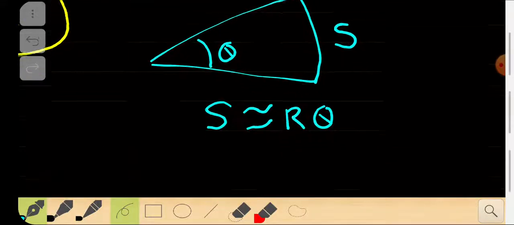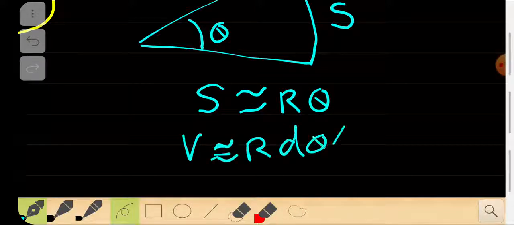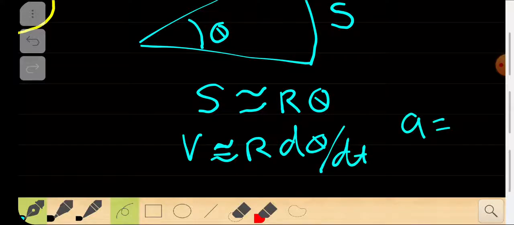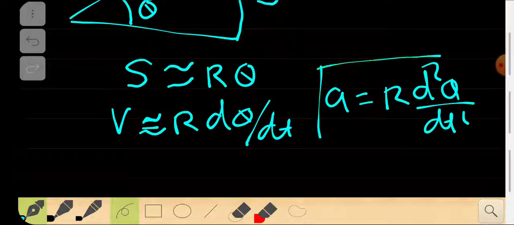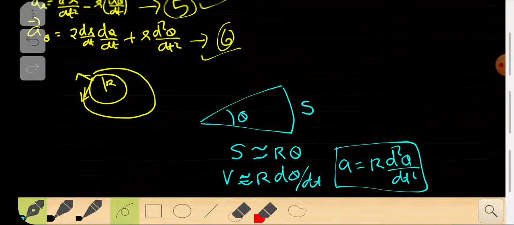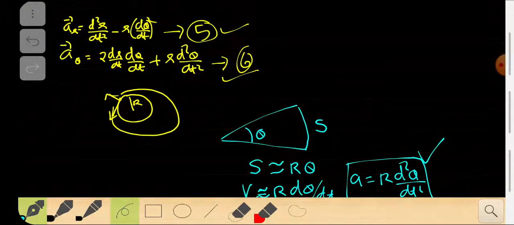This approximation I did, the small angle approximation and linear approximation, in the earlier lectures, and from that you can say s equals r theta. So ds by dt, which is the velocity, will be approximately equal to r times d theta by dt, and the acceleration will be r times d square theta by dt square, right? So that's the normal case. Now if you look into this equation, there is r d square theta by dt square here. That's a normal component of acceleration.